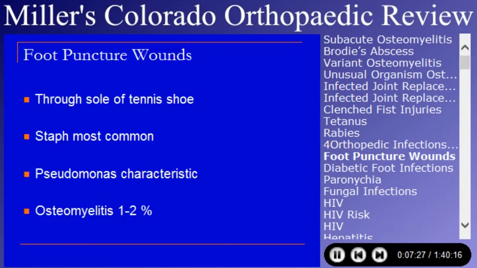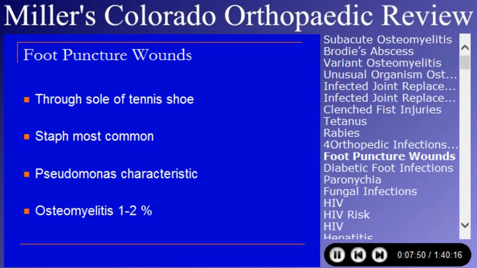Foot puncture wounds occur through the sole of tennis shoes, generally a nail. They're common. Staph is the most common bug, but Pseudomonas is the characteristic bug and the bug that usually is sought in terms of questioning. Osteomyelitis will develop in about 1 to 2% of people who get a nail puncture wound through the sole of a tennis shoe.